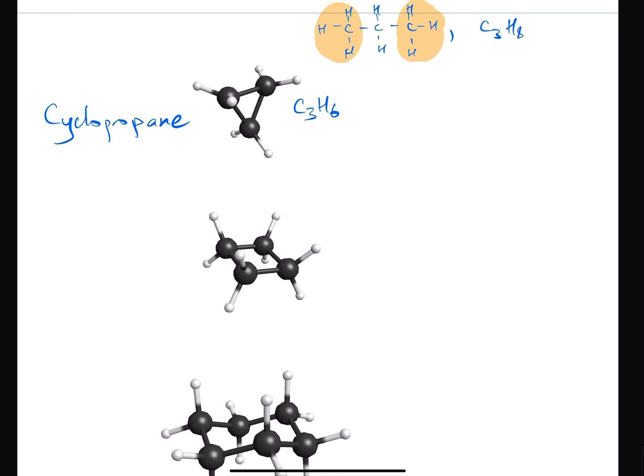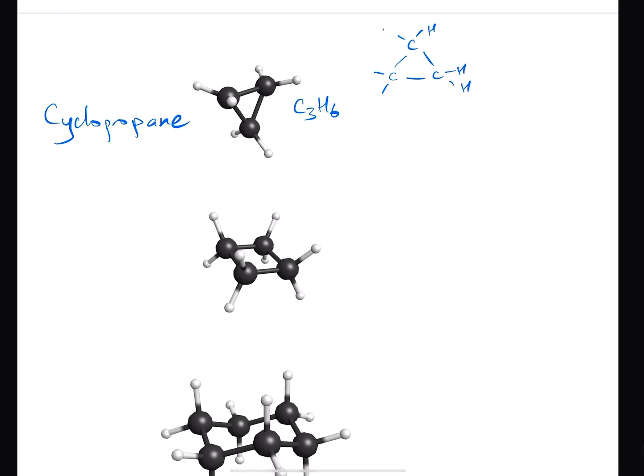Okay, cyclobutane will have 2 hydrogens less than butane. Cyclodecane will have 2 hydrogens less than decane. Okay, one can draw a structural form for this. Okay. There's a condensed structural form.